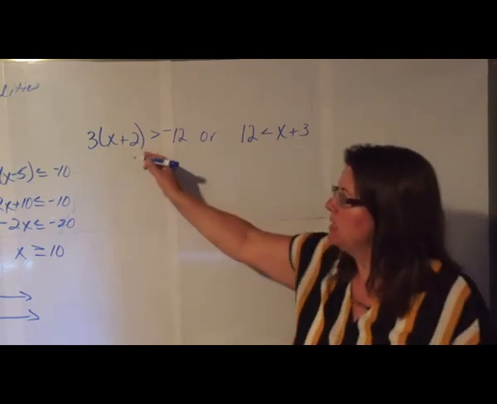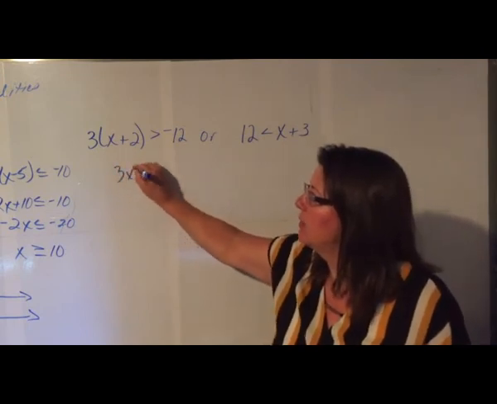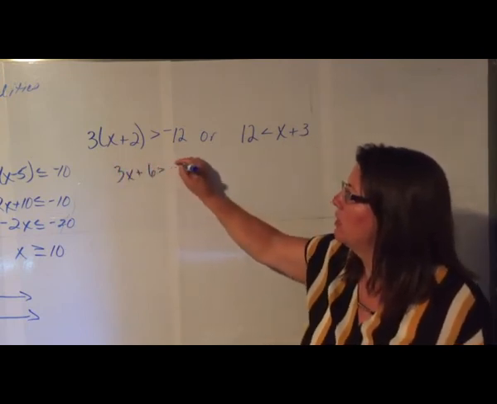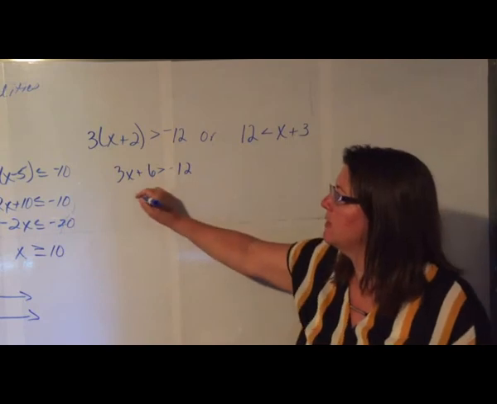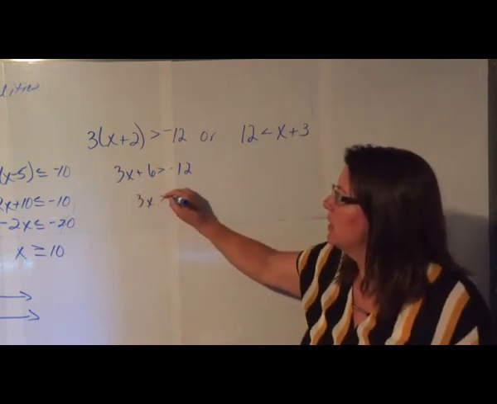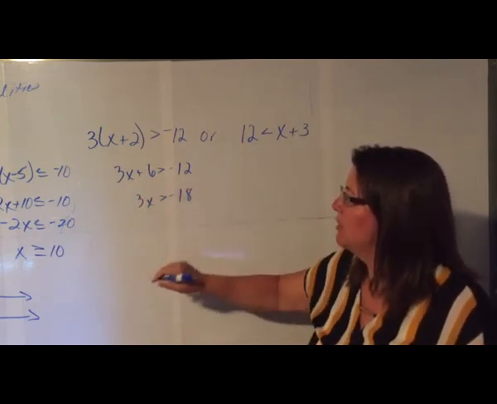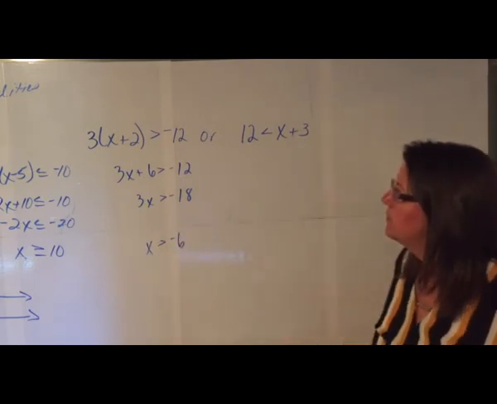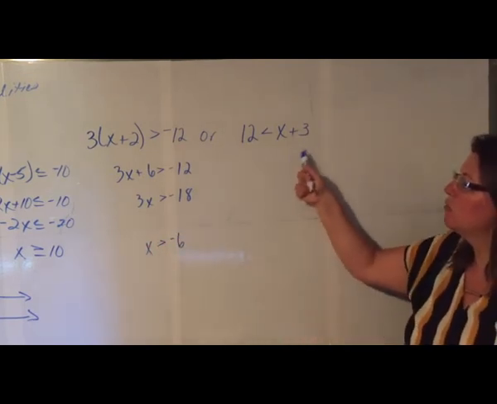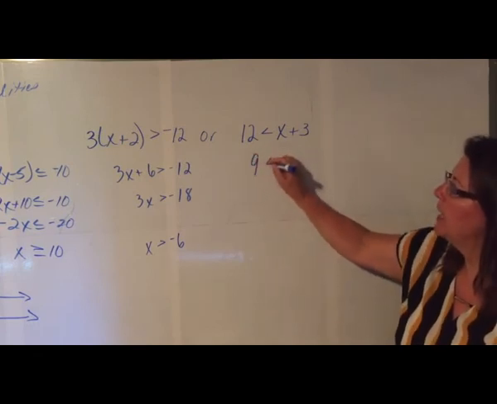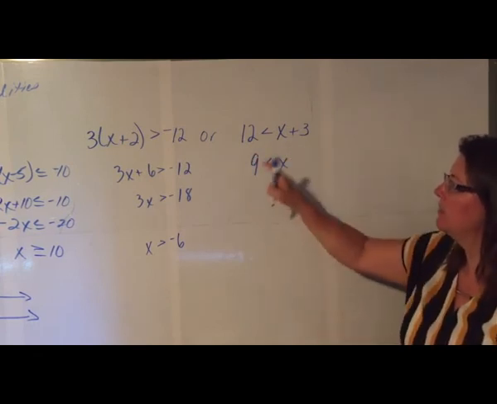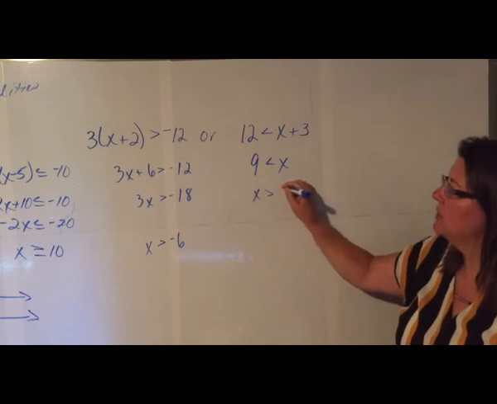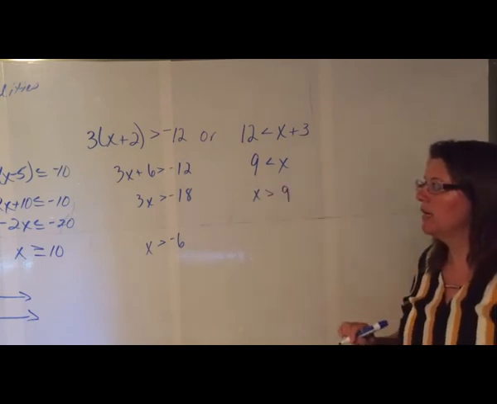So I'm going to distribute. I've got 3x plus 6 is greater than -12. I subtract the 6. 3x is greater than -18. I divide by 3. So that is x is greater than -6. On this side, I subtract the 3 over. 9 is less than x. And then I need to flip it so that the x is to the left. So I would flip my inequality around.